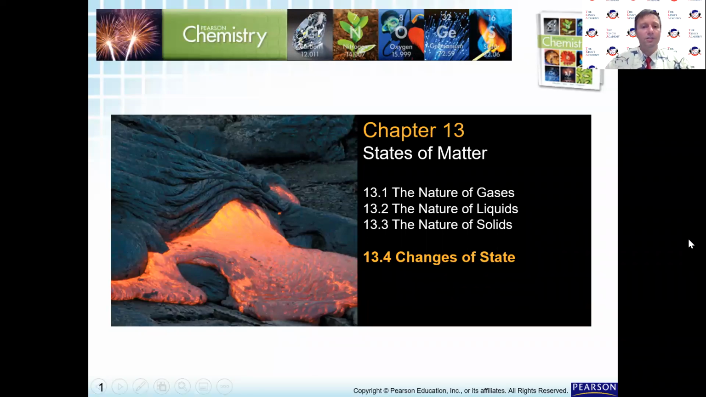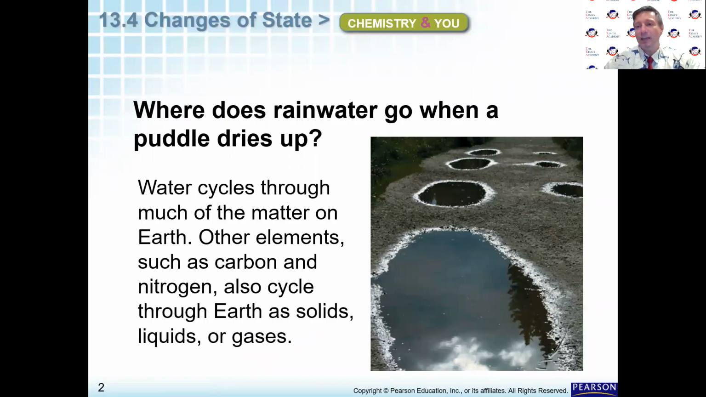Welcome, honor students. Today we are going to start the final section of chapter 13 called Changes of State. We begin with a case file study on rainwater. It's asking about what happens when a puddle dries up. That's actually a bigger picture. It's called the water cycle.